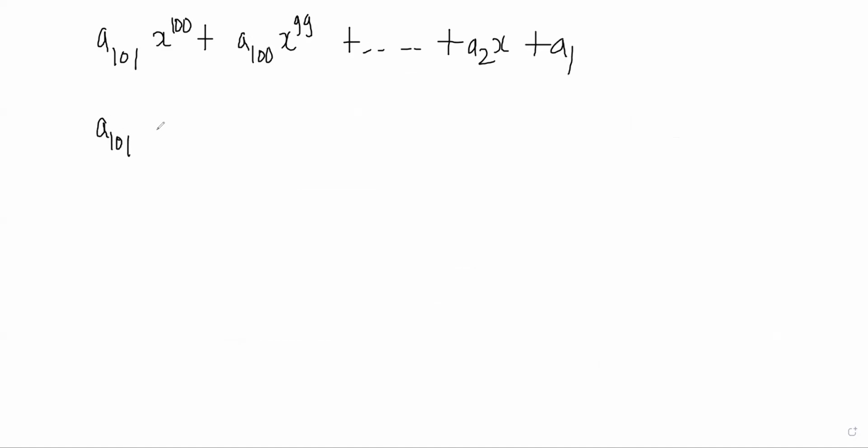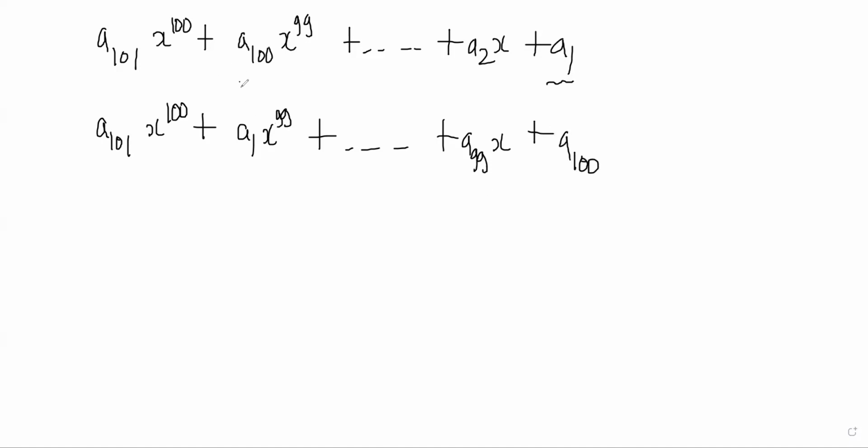Let's look at two given polynomials, two random arrangements of the terms. a101 x power 100 plus a100 x power 99 and so on till a2x plus a1. This is one polynomial. And another polynomial is a101 x power 100. This time I will switch the coefficients: a1 x power 99, and I will go on to a99x, and a100 comes here. I have basically flipped the coefficients of all of these terms. Let's look at these two polynomials, right?